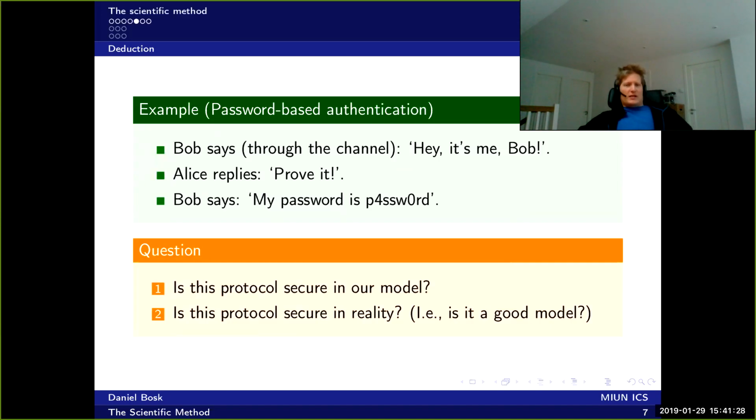So we have a question that I want you to reflect on here, and that is: is this protocol secure in our model? And question 2: is this protocol secure in reality? That is, is it a good model? So think about that.